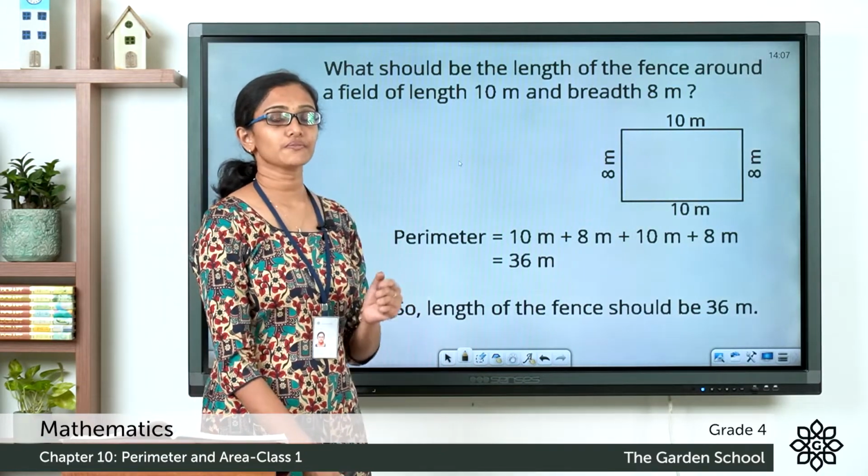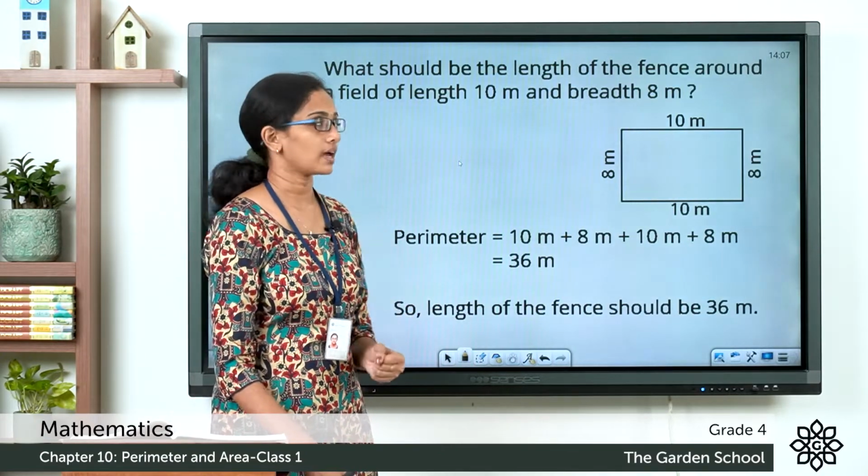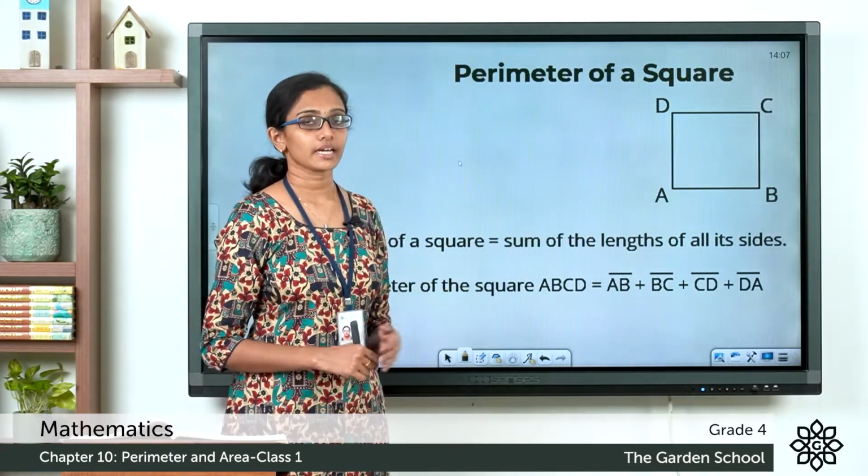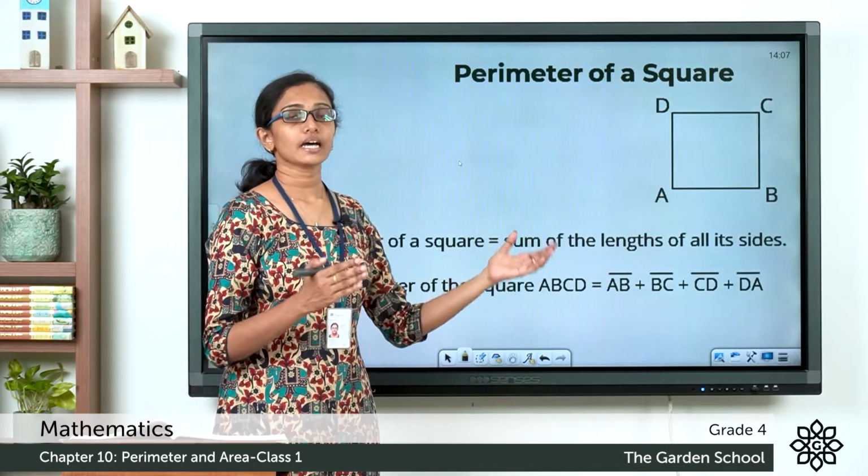Now we will see how to find the perimeter of a square. See, this square is also a special rectangle which has all its sides equal.